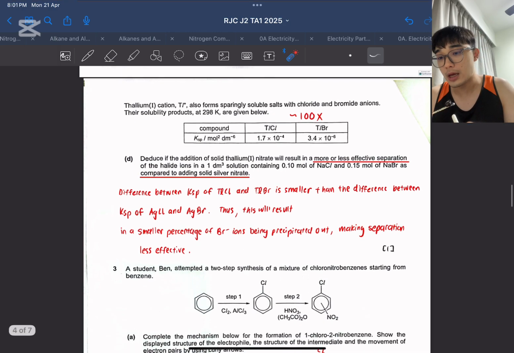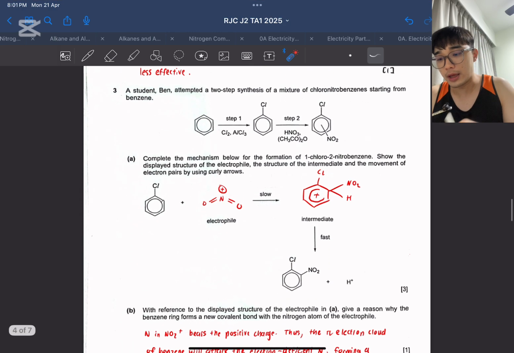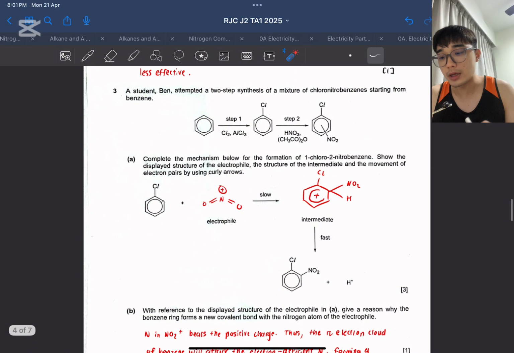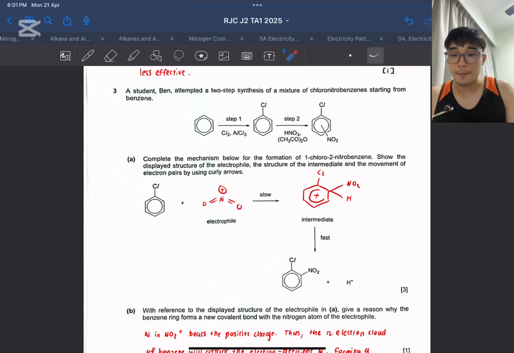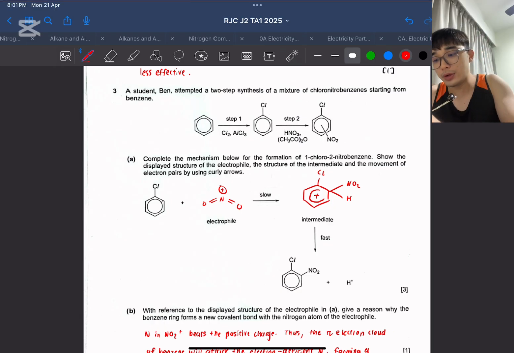Okay? Right, so now we're moving on to organic chem. Question 3 is pretty easy. Okay, so this is your electrophilic substitution, right? We are asked to draw a part of the mechanism. They ask for one thing you need to note: displayed structure of the electrophile. Now, what's the electrophile is clearly NO2 plus. Right now, how do we draw NO2 plus's displayed formula?